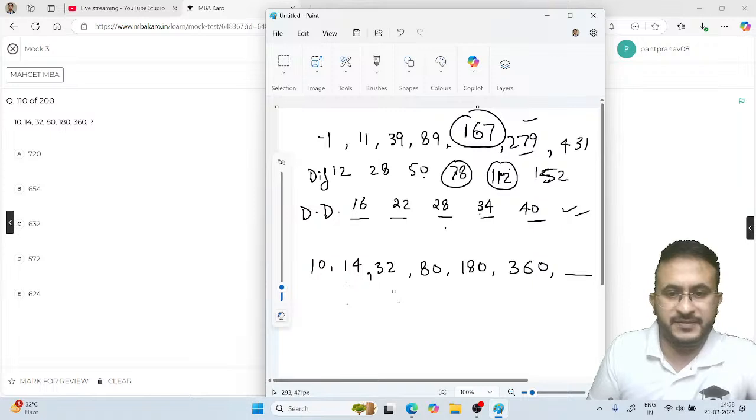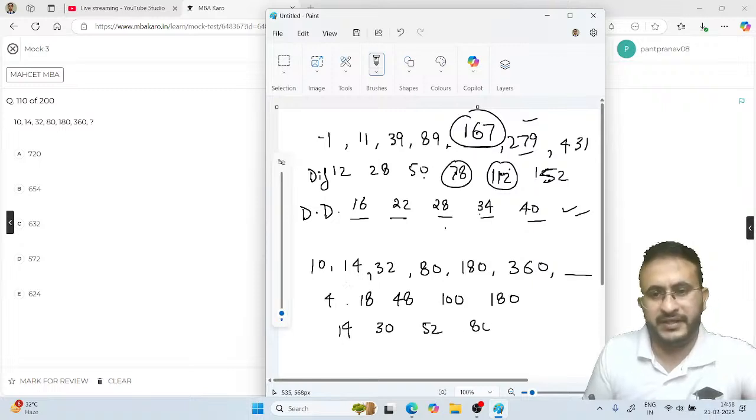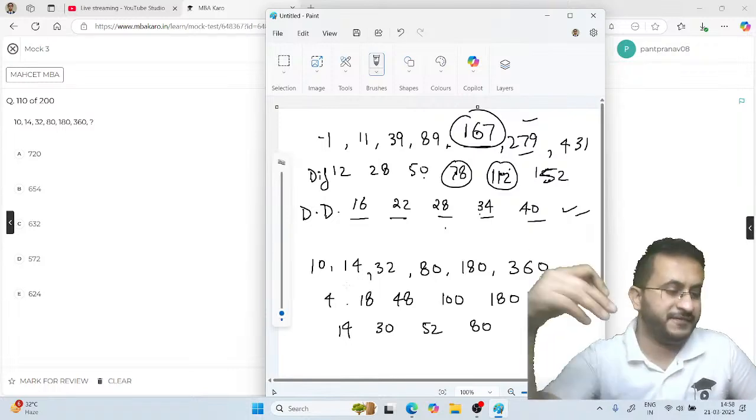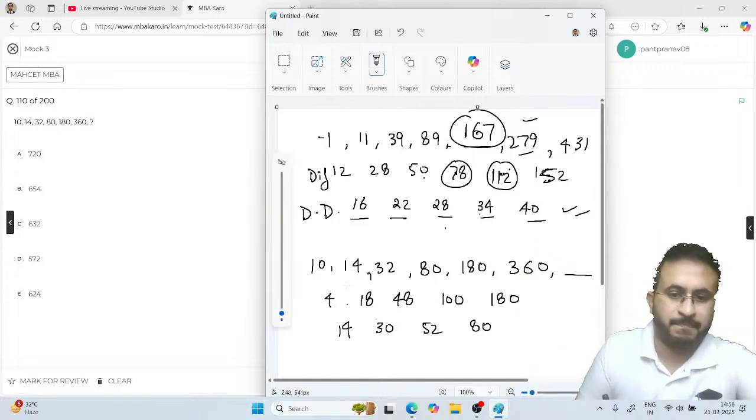Let's take the differences between the numbers and see. So this is 4, 18, 48, then we have 100, and then we have 180. Okay, so difference देख लेते हैं. Then it is 14, 30, 52, 80. Typically difference वाला method काम करता है, right? If you go to single difference, double difference, triple difference, in most cases this works. Okay, so we are going with this 16, 22, 28.